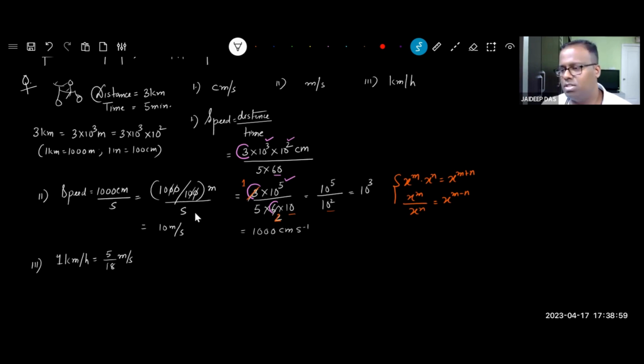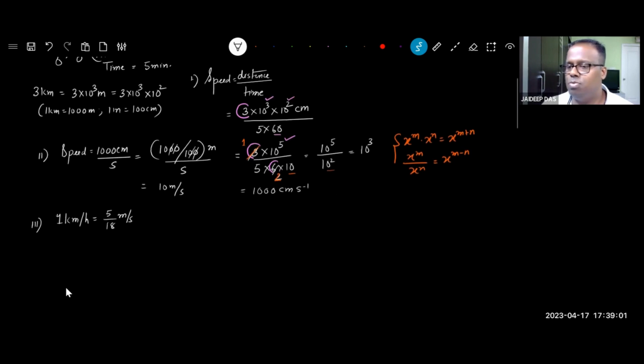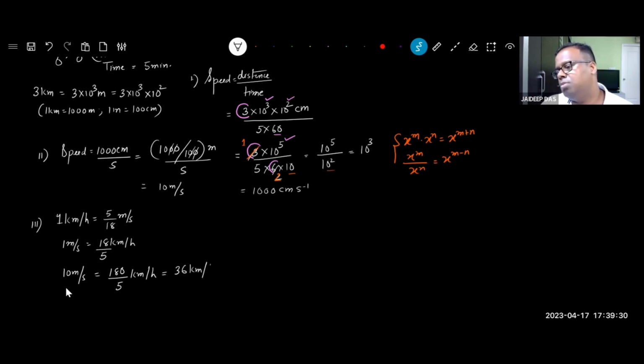Now you have to do the reverse, right? So which means 1 meter per second should be equal to how much? 18 by 5 kilometer per hour. Yes or no? Just reverse it. So your speed is how much? 10 meters per second. So it becomes 180 divided by 5 kilometer per hour, which is equal to 36 kilometers per hour.